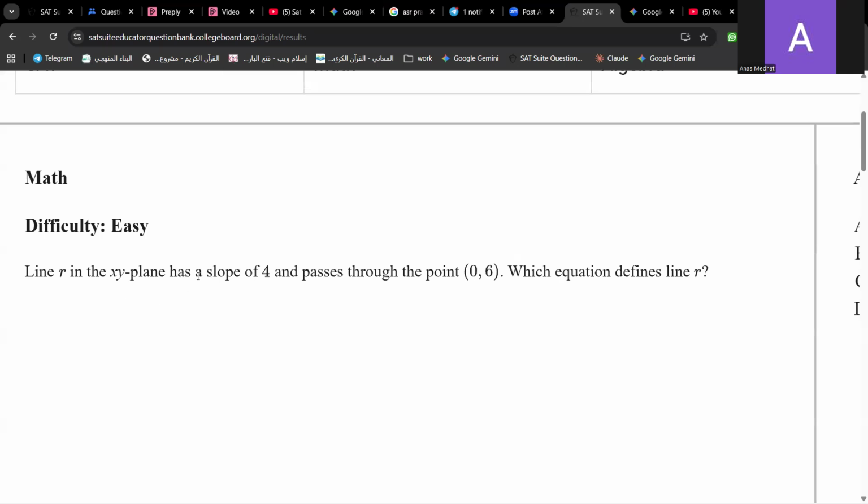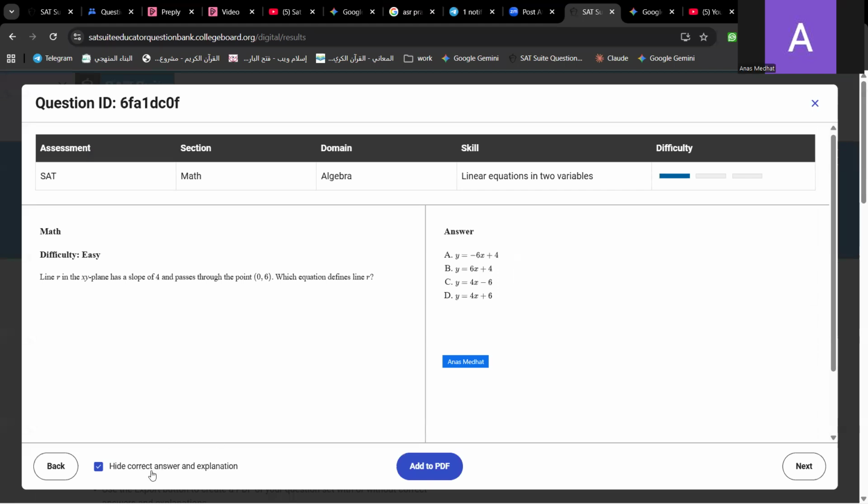Line R in the xy plane has a slope of 4 and passes through the point (0, 6). Which could be its equation? It gives us everything. All we have to do is plot 4x, and the y-intercept is plus 6. The answer is 4x plus 6. Answer is B. D, I mean. 4x plus 6.